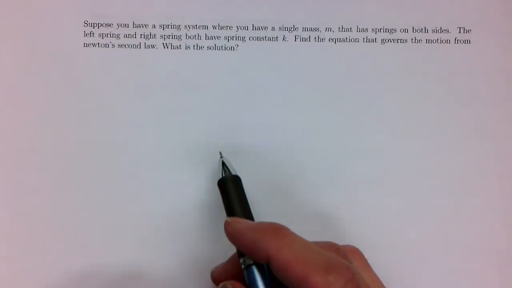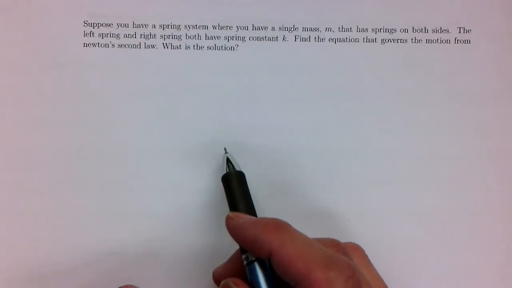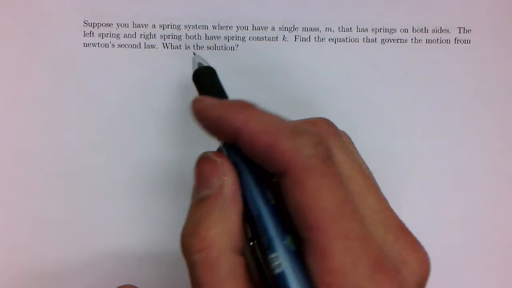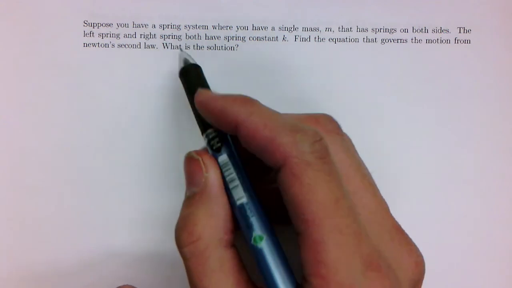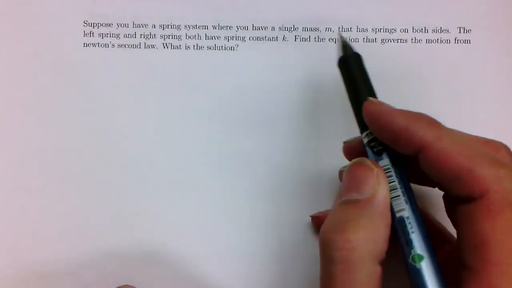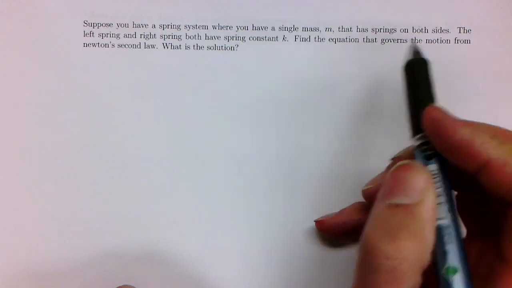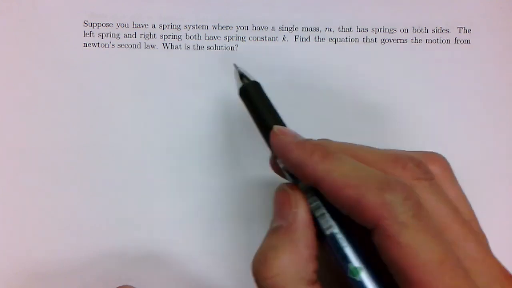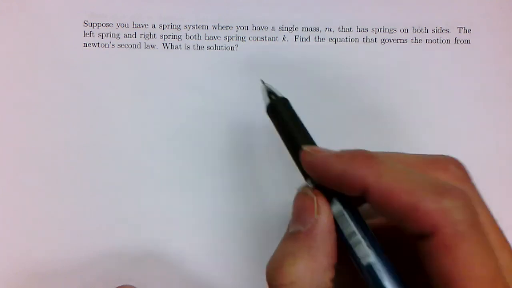It's basically writing down what the simple harmonic oscillator would be, with slight modifications. Suppose you have a spring system where you have a single mass m that has springs on both sides. The left spring and right spring both have spring constant k. Find the equation that governs the motion from Newton's second law.